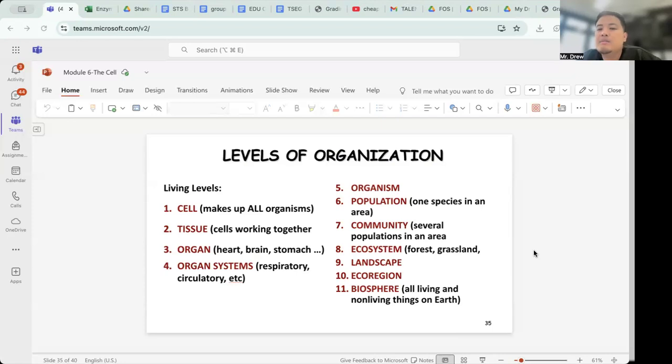When we group organisms of the same species, we get the population. Different populations interacting create a community. And when we include their physical environment, we get an ecosystem. Beyond that, ecosystems form a landscape. Landscapes make ecoregions. And finally, everything connects into the biosphere, the global sum of all life and its environment.